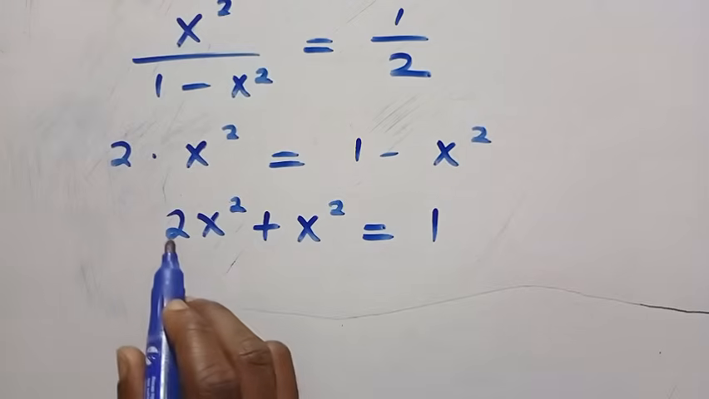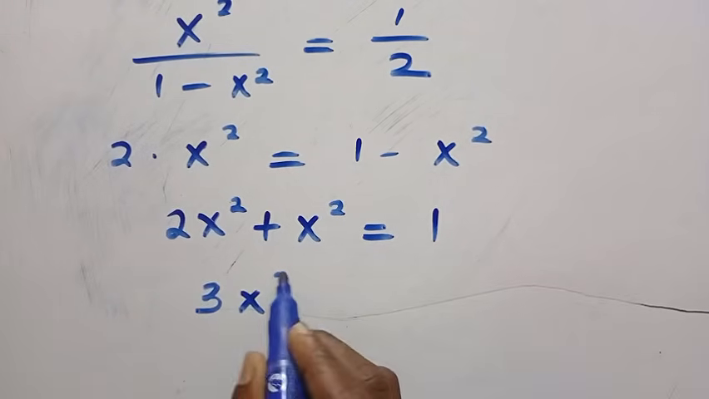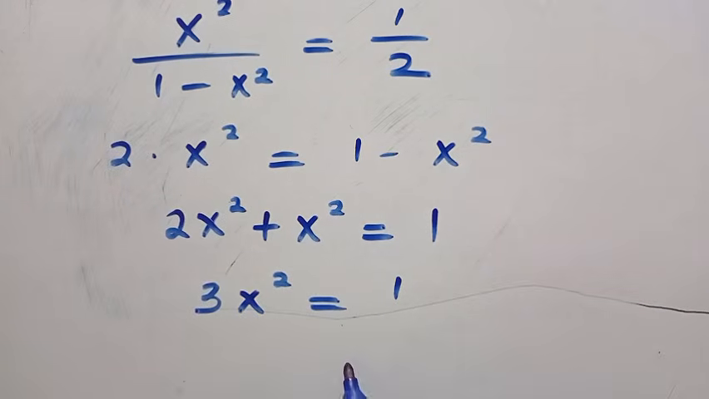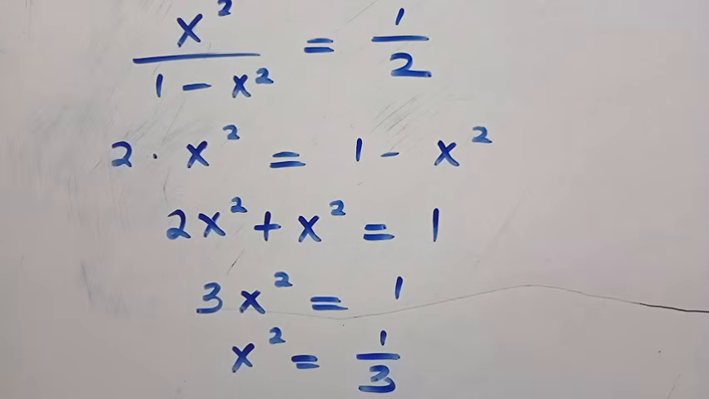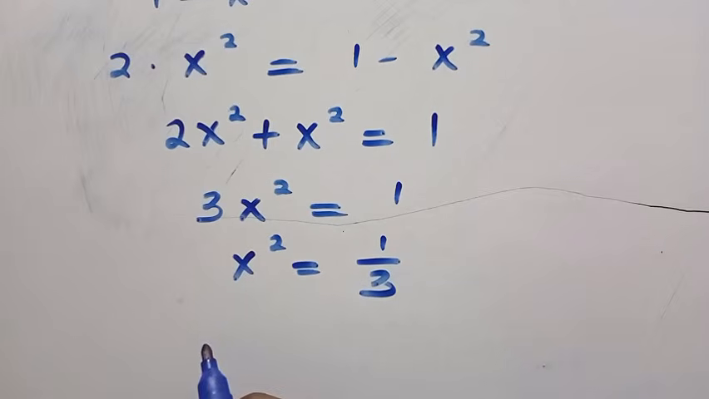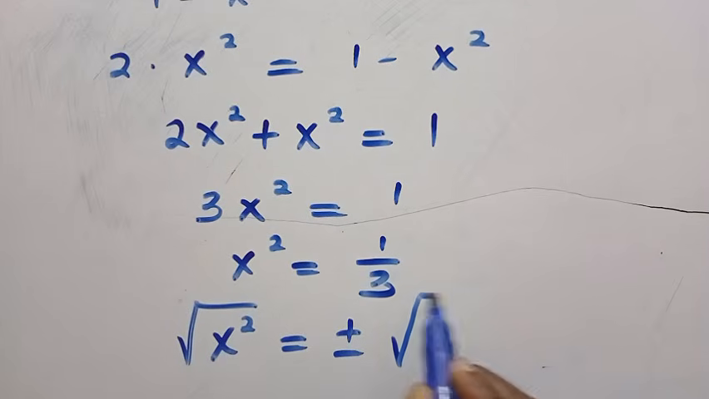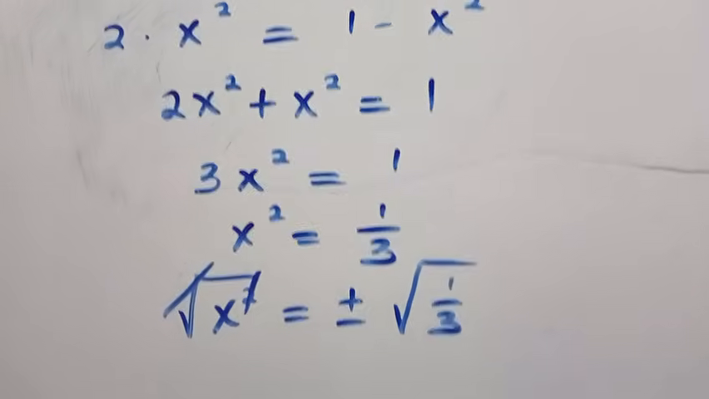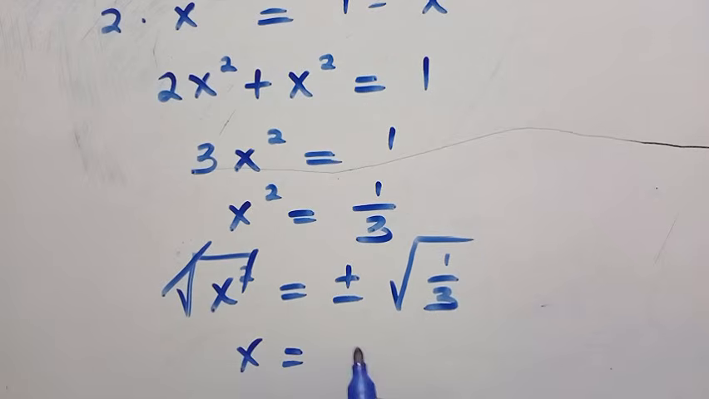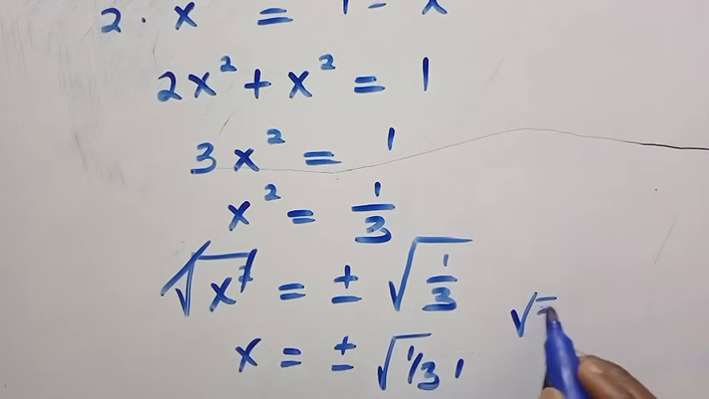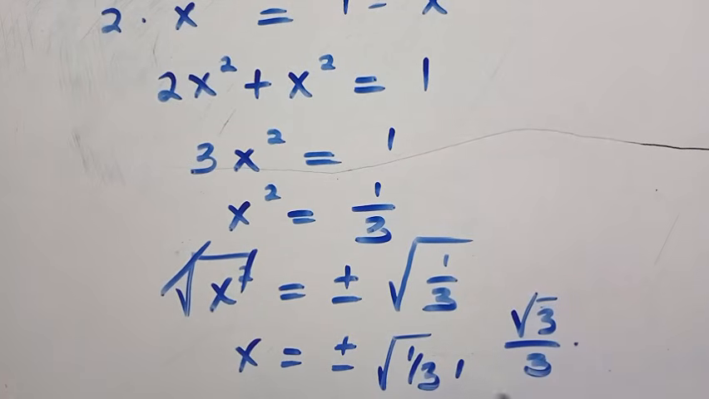Next, we have 2x squared plus x squared. This gives us 3x squared equals 1. Then dividing both sides by 3, we have x squared equals 1 over 3. Next, we take the square root of both sides. So we have the square root of x squared equals plus or minus the square root of 1 over 3. The square cancels the square root, and here we have x equals plus or minus the square root of 1 over 3, or you can simply call it root 3 over 3. Either of the two is satisfied.